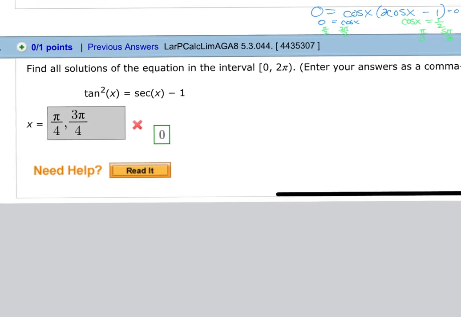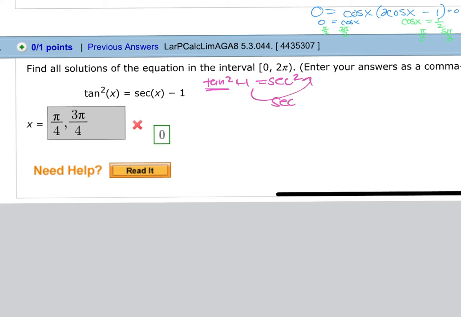All right, tangent squared equals secant x minus 1. Again, you've got two trig functions. You have to replace one. This time there's a squared and then there's a non-squared. So I replace the squared one because that's what my Pythagorean identities are. Tan squared plus 1 equals secant squared. So I can replace my tan squared with secant.